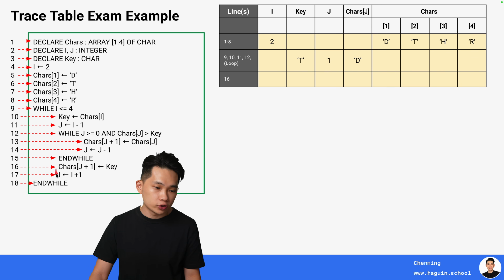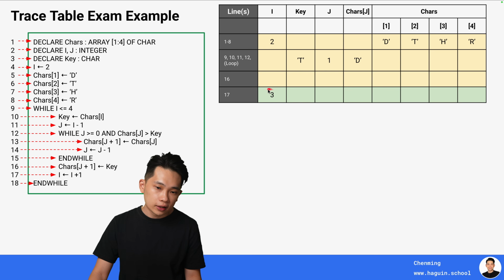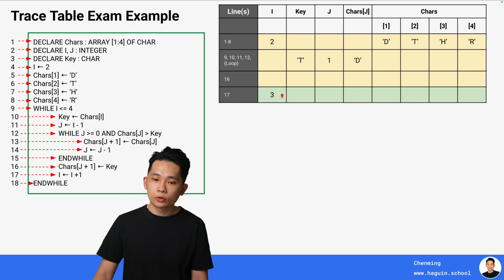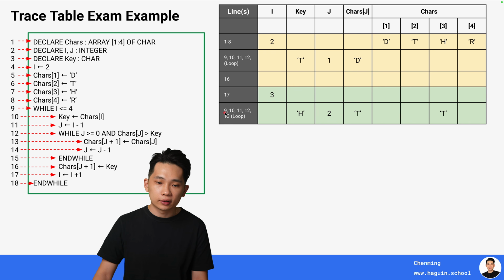And then next, we'll go to 17, which is this 3 here. So why 3? Because I is equal to I plus 1. So 2 plus 1 is equal to 3. After running line 17, we will come back up to line 9 again, because it says while I is less than or equal to 4, and now I is 3, meaning that we still fulfill this while condition. Now we run 9, 10, 11, 12, 13 in terms of loops.